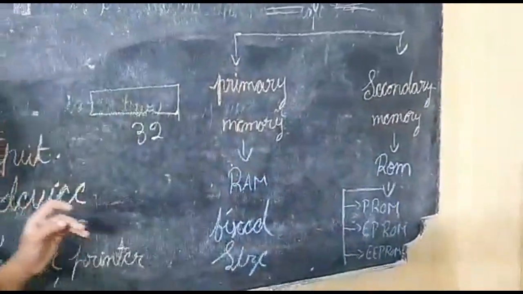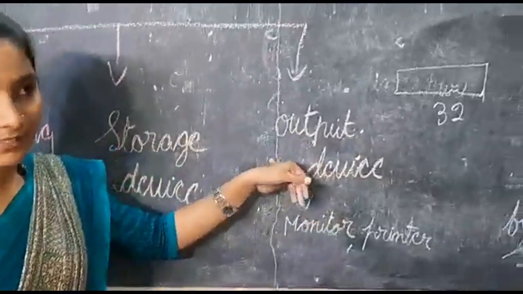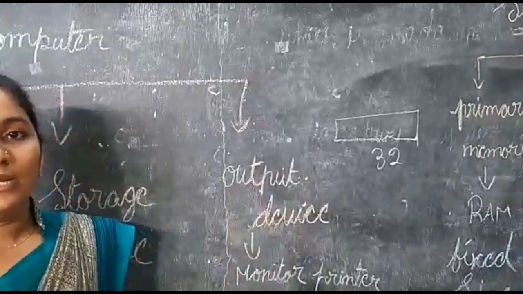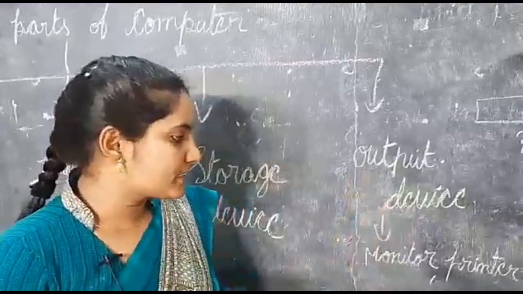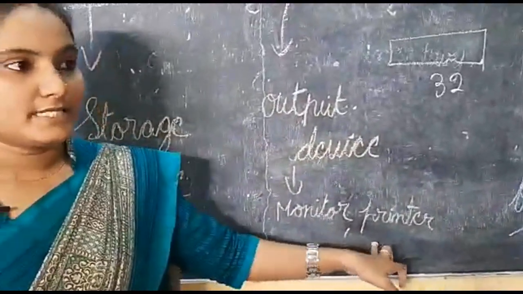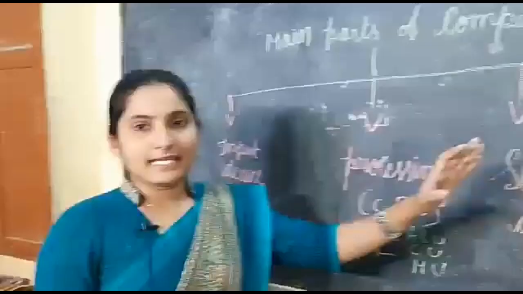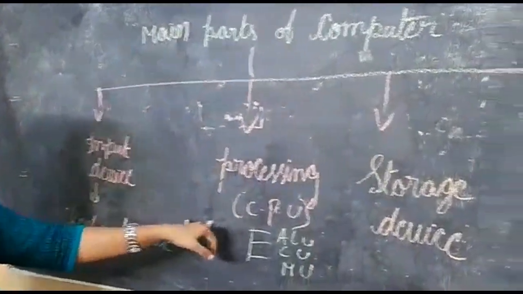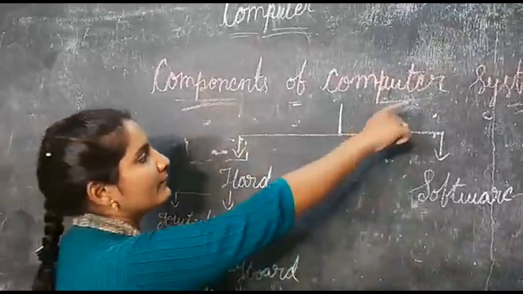Okay. And the next one, the fourth one, is the output device. What is an output device? It can show the result, to display the information of output devices. For example, monitor, printer. These are the processing and entering of data. The main parts of a computer system are input device, processing, storage device and output components of the computer system.